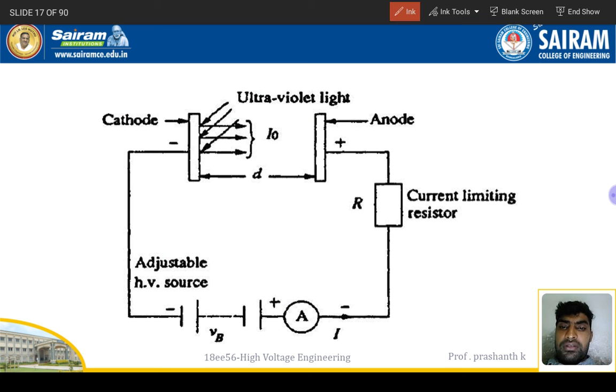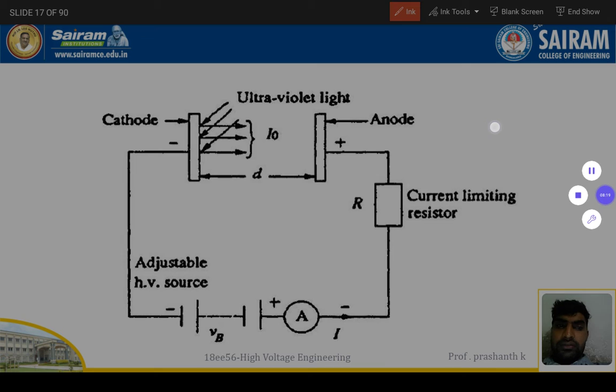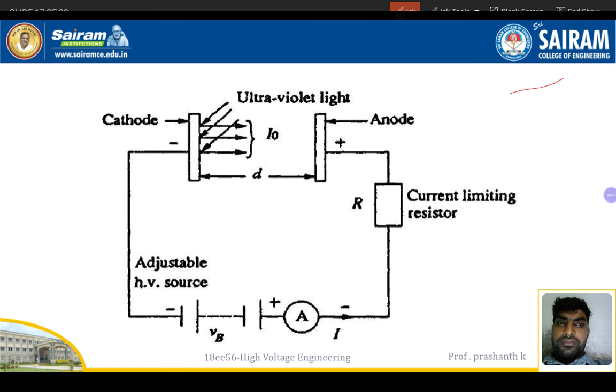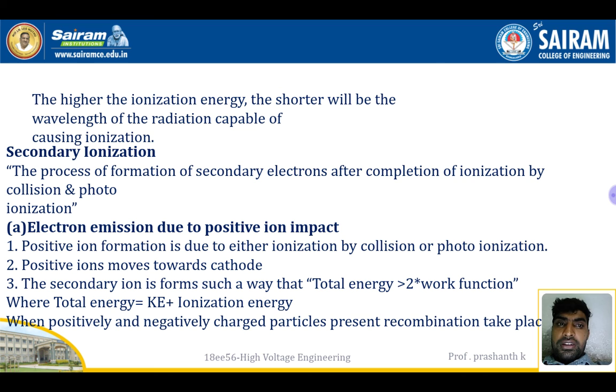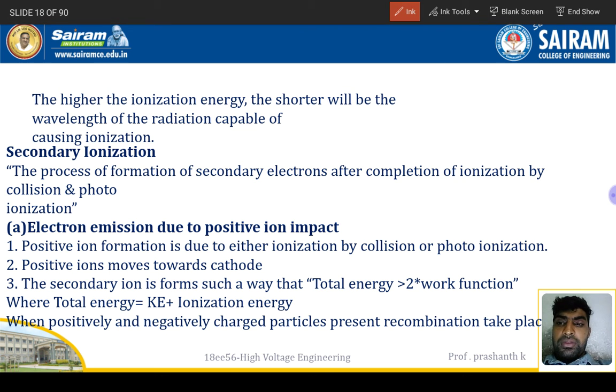So this is a diagram. Ultraviolet light is falling on this cathode. What happens? Recombination takes place, and there is a current limiting resistor present. It limits the current flowing from the battery or source. An adjustable high voltage source will also be there, and an ammeter to measure the current, along with the cathode and ultraviolet rays. The higher the ionization energy, the shorter the wavelength of the radiation capable of causing ionization.